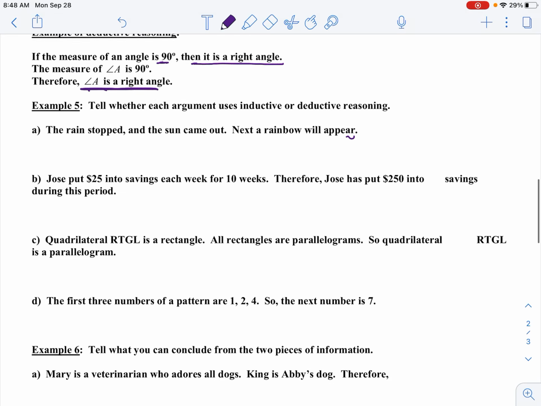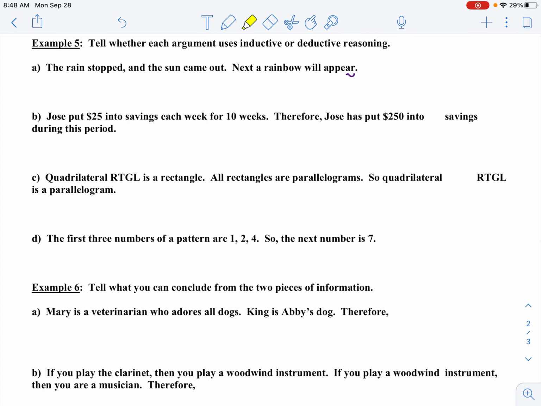And we're going to go ahead and use some examples here to show you the differences between inductive and deductive reasoning. A reminder, inductive, you're looking for patterns and observations. Deductive reasoning, they're using facts and definitions. So the first one here, the rain stopped and the sun came out. Next, a rainbow will appear. So when we're looking at this part, this next, a rainbow will appear.